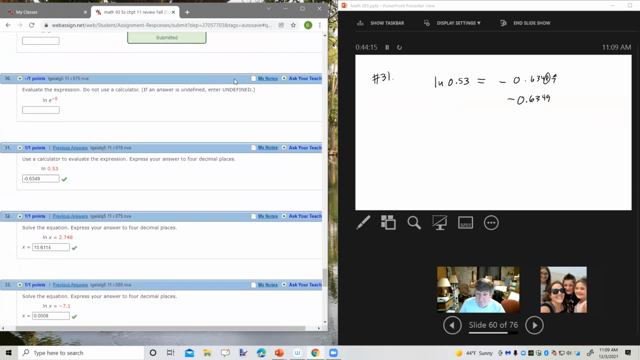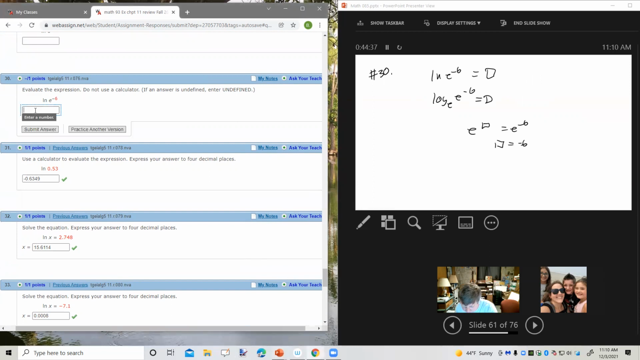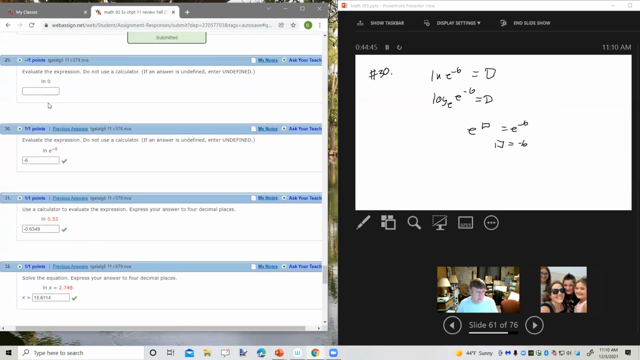And number 30. The natural log of e to the negative 6 power, which is log base e of e to the negative 6 power, and that's equal to some unknown. Changing it to exponential form, we get negative 6. Oh, we can't take the natural log of 0, right? The thing we take the log of has to be positive. So undefined.